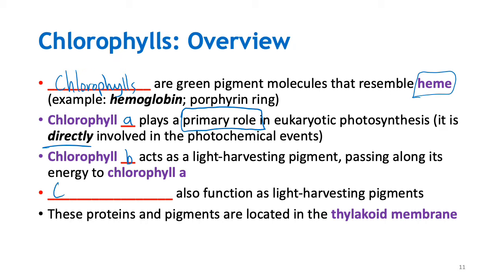I also want to mention carotenoids, kind of the orange pigments you see in many plants. They also function as light harvesting pigments, so you can think of them like chlorophyll B in a way, in that they help to guide light to these photosystems in order to accomplish photosynthesis. These proteins and pigments are all located in the thylakoid membrane. Okay, so you can find all these, which is why plants oftentimes have the green color, right?